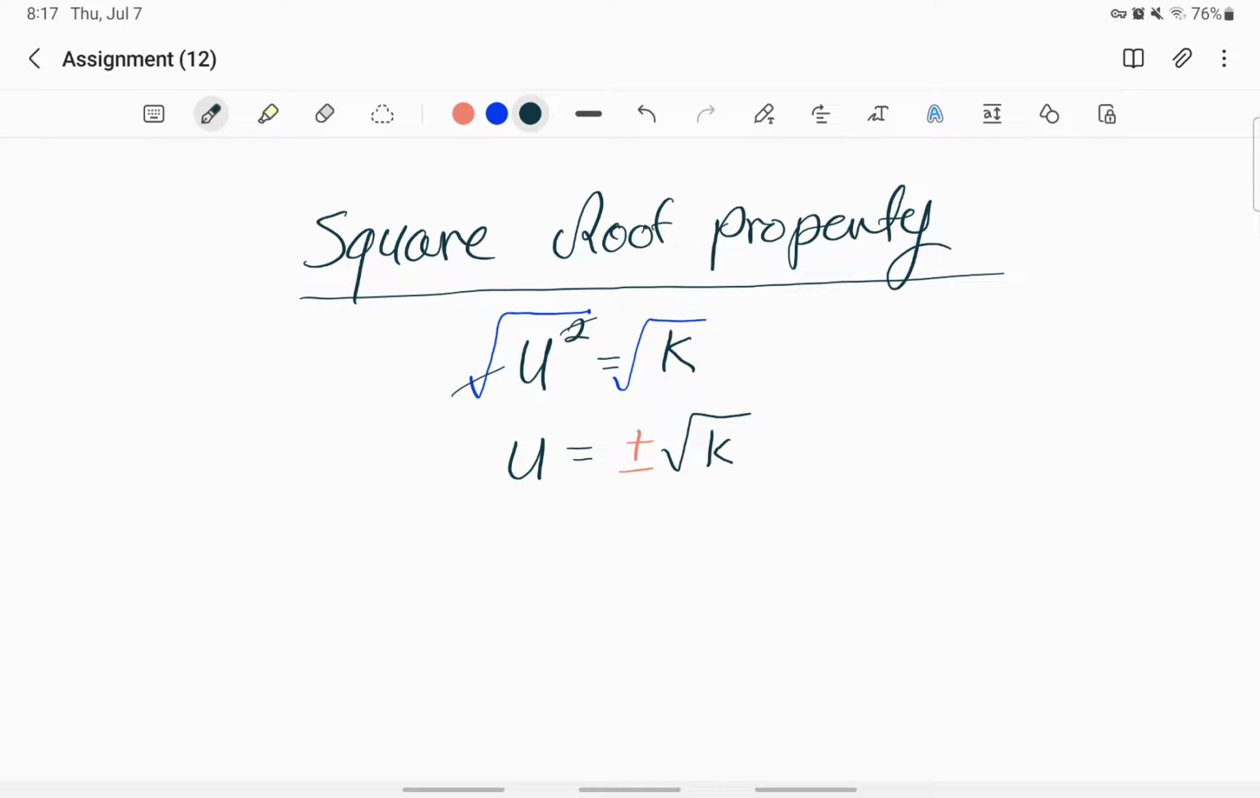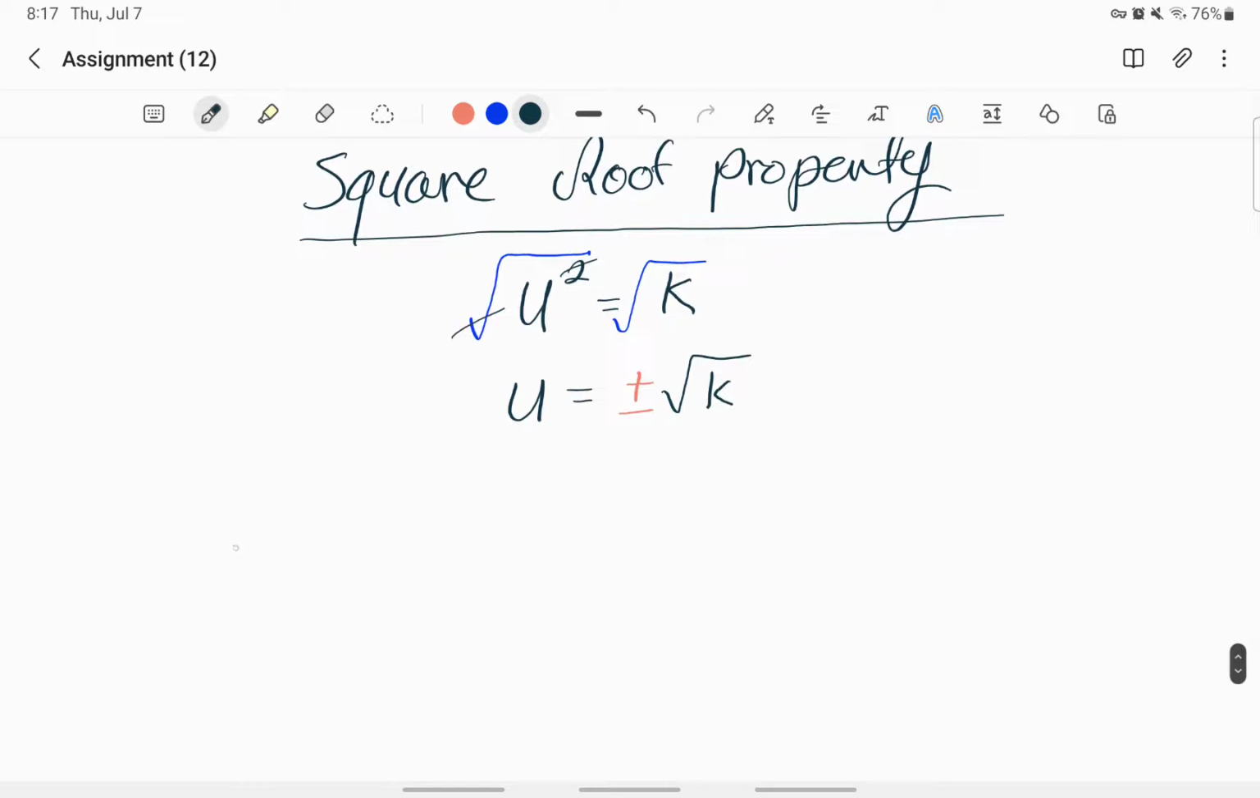And k could be real, k could be imaginary. Using the square root property allows us to have real solutions and complex solutions. Complex meaning it can be a real part with an imaginary part.